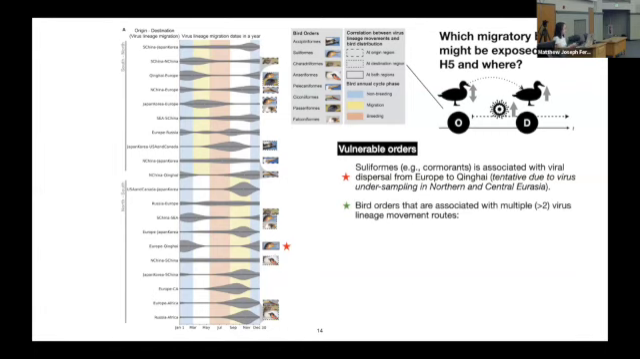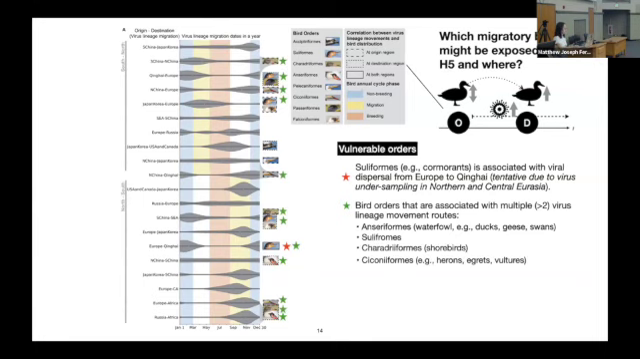There are a few bird orders associated with multiple virus lineage movements. Unsurprisingly, Anseriformes: waterfowl, ducks, geese, and swans. Again, Suliformes, also shorebirds, Charadriiformes, Ciconiiformes, herons, egrets, vultures. All the birds we found associated with multiple routes are water birds.